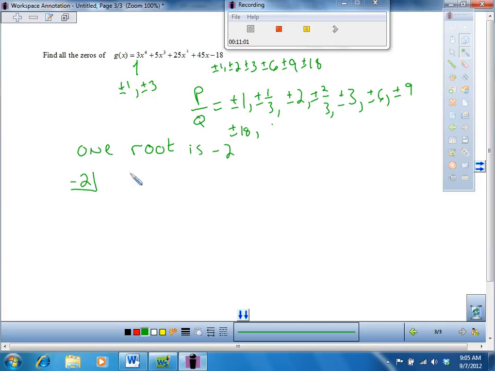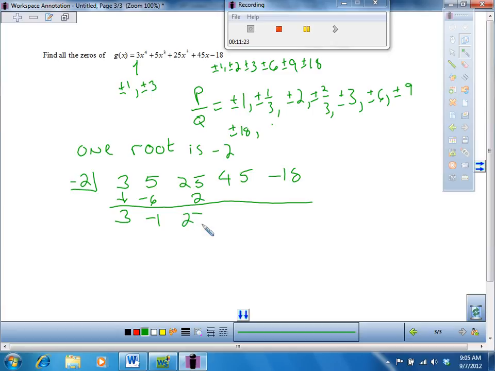Then you go like this, 3, 5, 25, 45, and -18, and you do your synthetic division here. And you bring this down. So 3 goes there, -6 goes here, -1, then +2, 27. 27 times -2 is -54. Add those together, you get -9. And -2 times -9 gives you nicely +18. So you get 0, right? Yes? Sure.